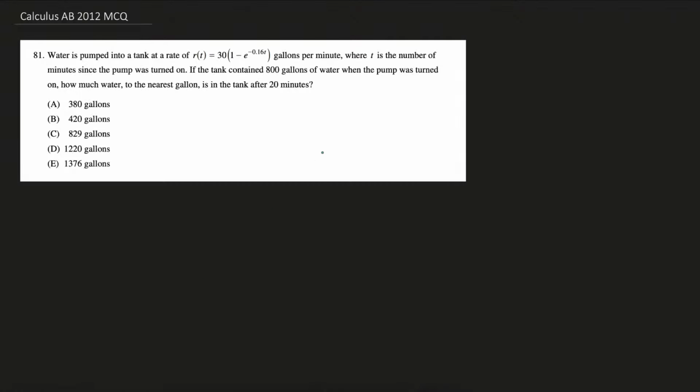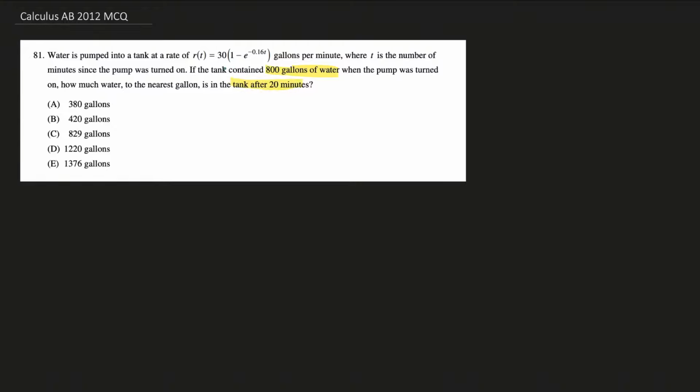Water is pumped into a tank at a rate of R of t equals 30 times 1 minus e to the negative 0.16 t gallons per minute, where t is the number of minutes since the pump was turned on. If the tank contained 800 gallons of water when the pump was turned on, how much water to the nearest gallon is in the tank after 20 minutes?